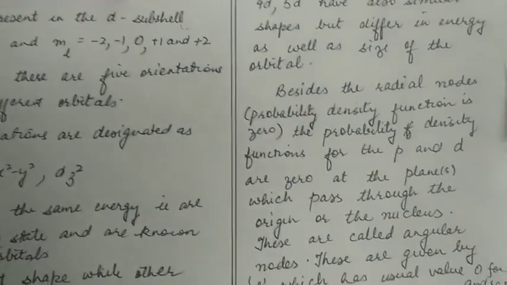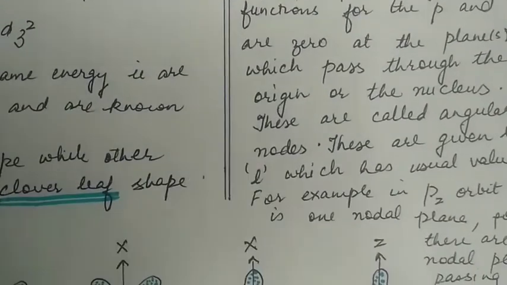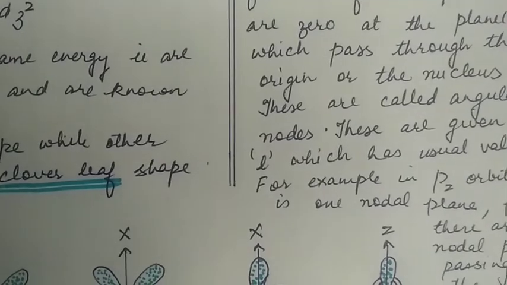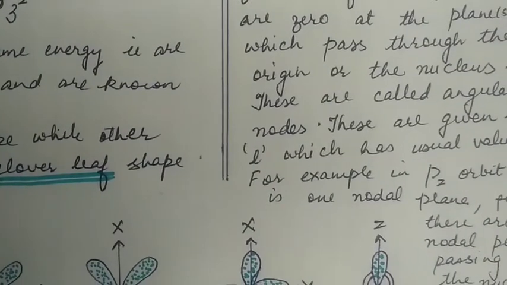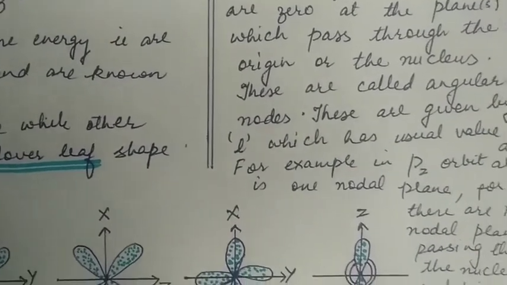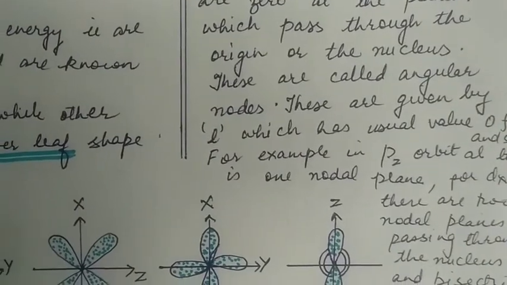The total number of nodes for an orbital will be n-1. These total number of nodes are the sum of angular nodes and radial nodes. It's all about the shapes of orbitals.